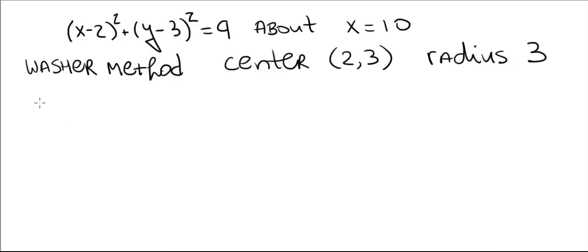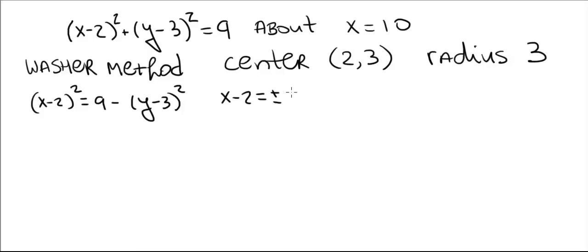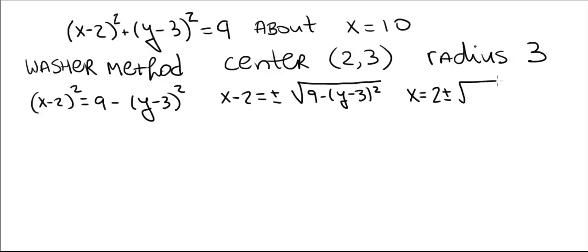Now we're going to solve first for x in terms of y. So (x - 2)^2 is equal to 9 - (y - 3)^2. Taking the square root of both sides, x - 2 is equal to plus or minus the square root of 9 - (y - 3)^2. So x equals 2 plus or minus the square root of 9 - (y - 3)^2. Now we could simplify under the radical, but in fact it's better not to do it because it will be simpler to integrate.